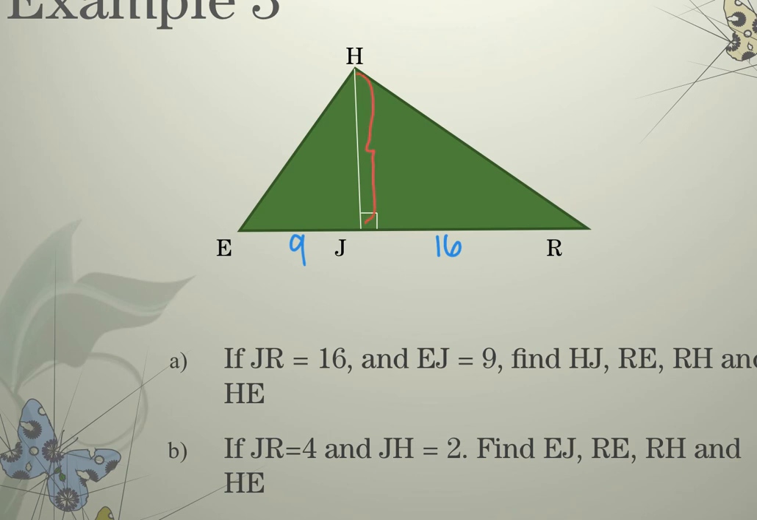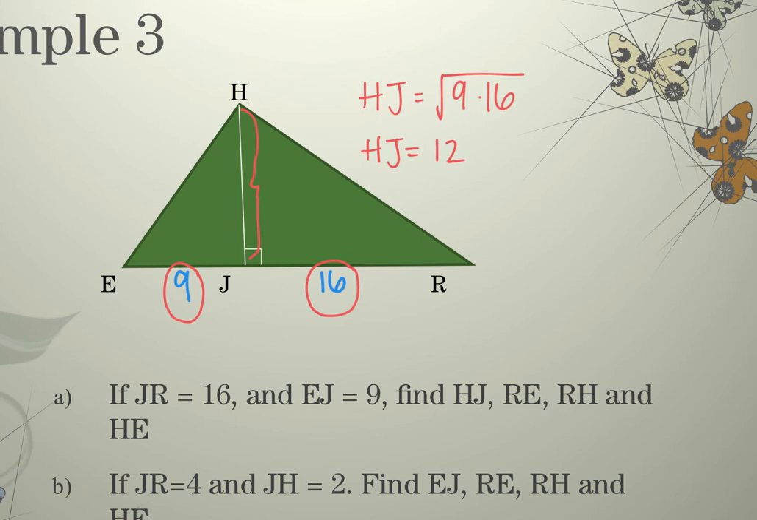All you need to do is take 9, multiply it by 16, and then take the square root. So HJ is going to equal the square root of 9 times 16. It's that simple. Okay, so HJ is going to be equal to 12, because 9 times 16 should give you 144, and then the square root of that is 12.